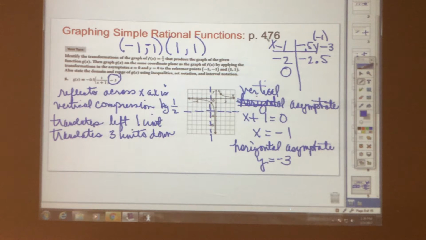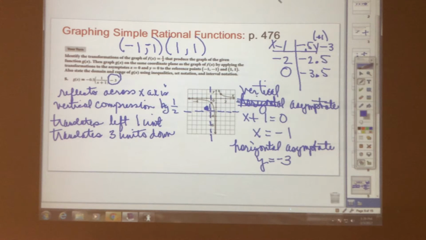Then I'm going to put a positive 1 in there. Positive 1 times negative 0.5 is negative 0.5. Minus 3 is negative 3.5. Those are our new points. Now I'm going to plot them. Start at our origin 0, 0, go over negative 2 and down negative 2.5, which would be right there. Somewhere along there.